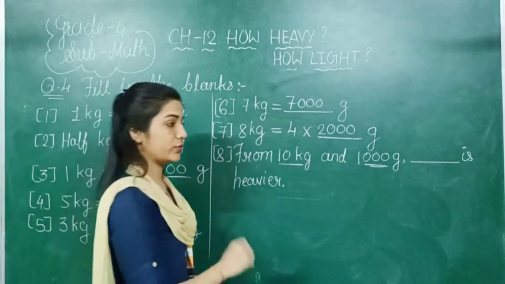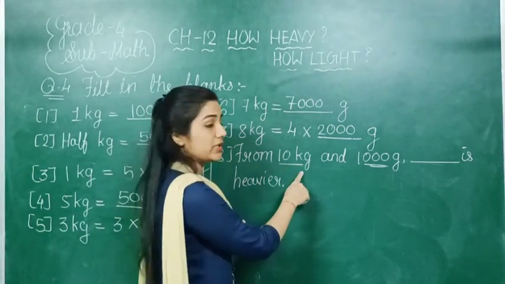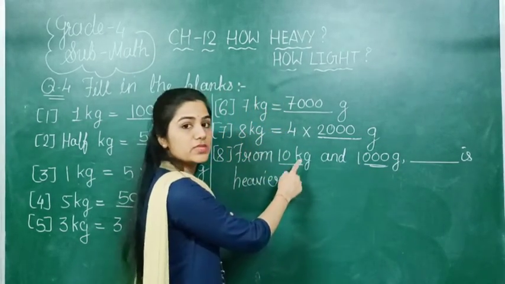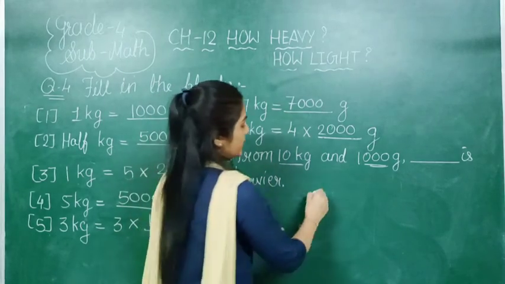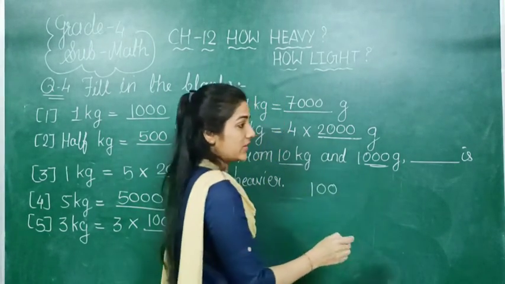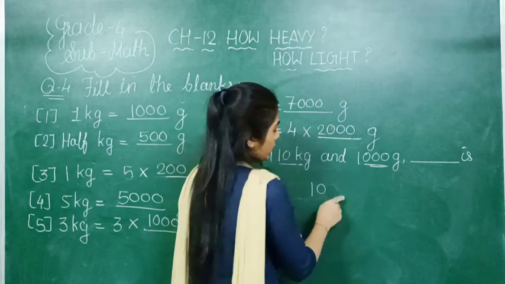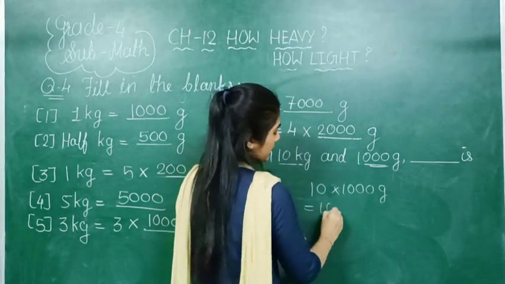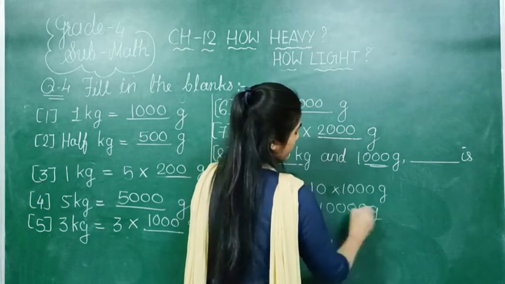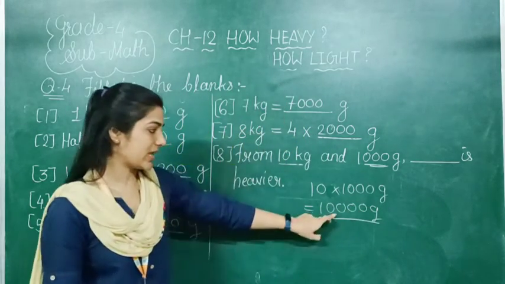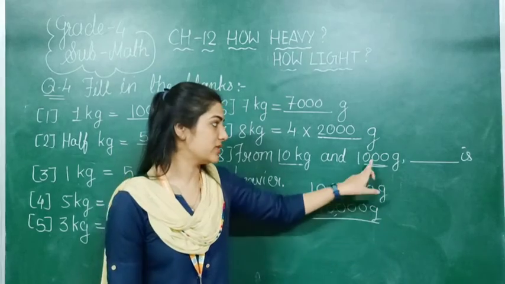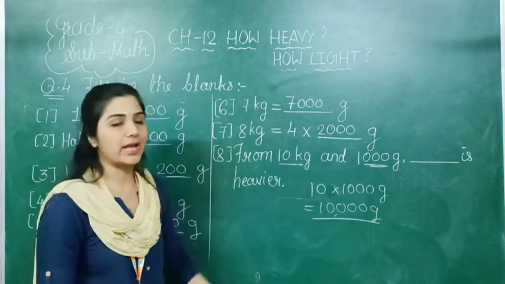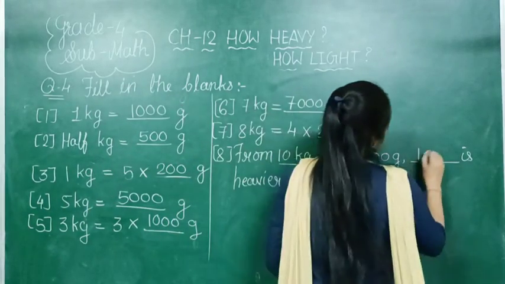So first we have to check that one number is given in kilogram and the second number is given in gram. So first we have to convert this kilogram into gram. We know how many grams there are in this 10 kg. So if we do 10 multiplied by 1000 gram, we will get 10,000 gram. That means this 10,000 gram is more than this 1000 gram. So which is heavier? Obviously this 10 kg. So 10 kg is our answer.